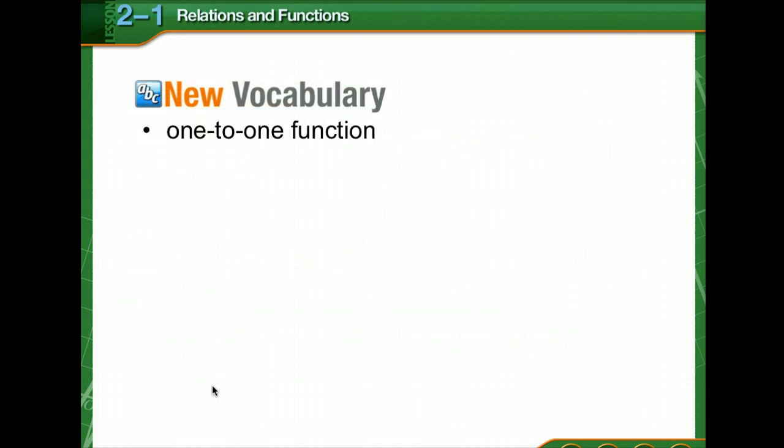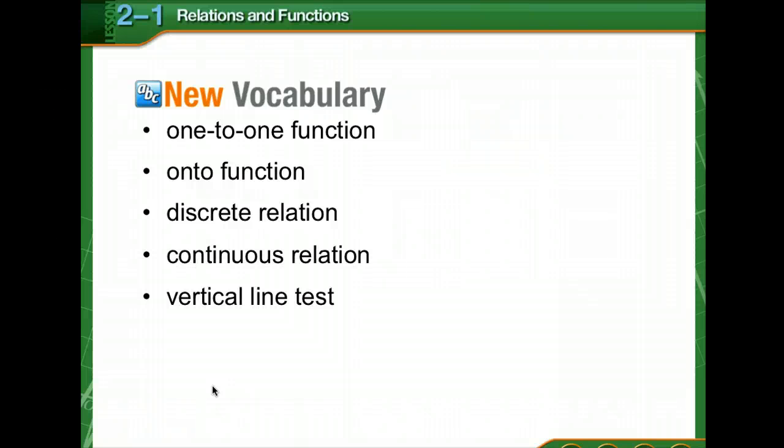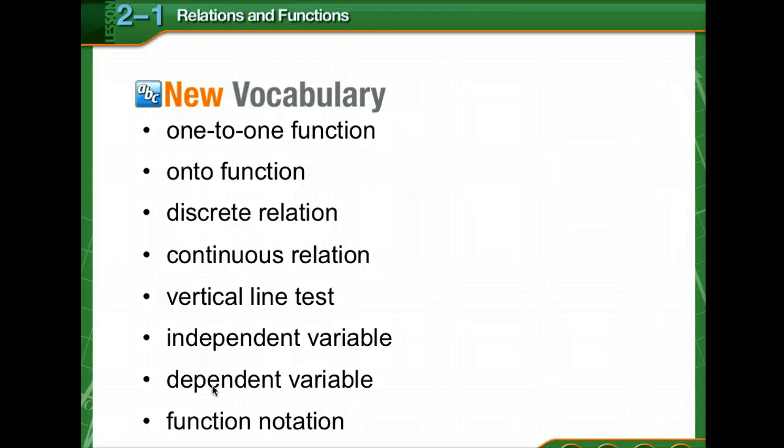Our new vocabulary: we're going to learn what a one-to-one function is, what an onto function is, a discrete relation, a continuous relation, and you already know about the vertical line test. And we're going to discuss independent variables and dependent variables and how to write function notation.